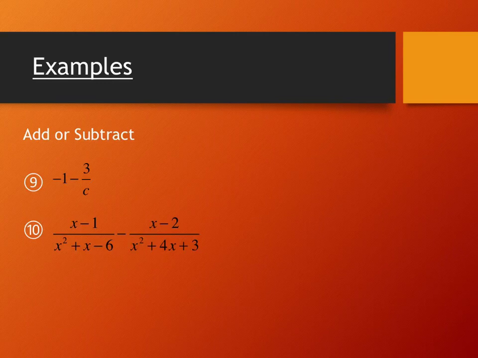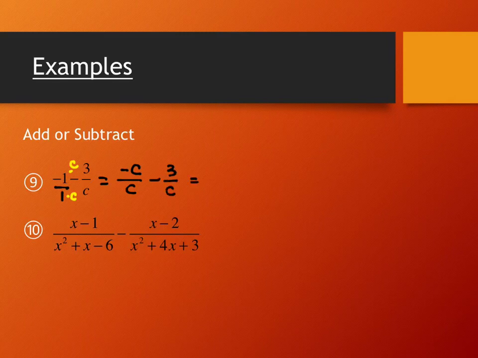Now, the key to doing addition and subtraction is that we have common denominators. Right now, it doesn't even look like we have a fraction with the number 1. So the first thing we might want to do is change that into its fractional form, which means writing it over the number 1: negative 1 over 1. But I want the 1 in the first denominator to match the c in the second denominator. So what do I have to do to get that to happen? I have to multiply by c. But if I multiply by c on bottom, I have to multiply by c on top. So if I do that, I have negative c over c minus 3 over c.